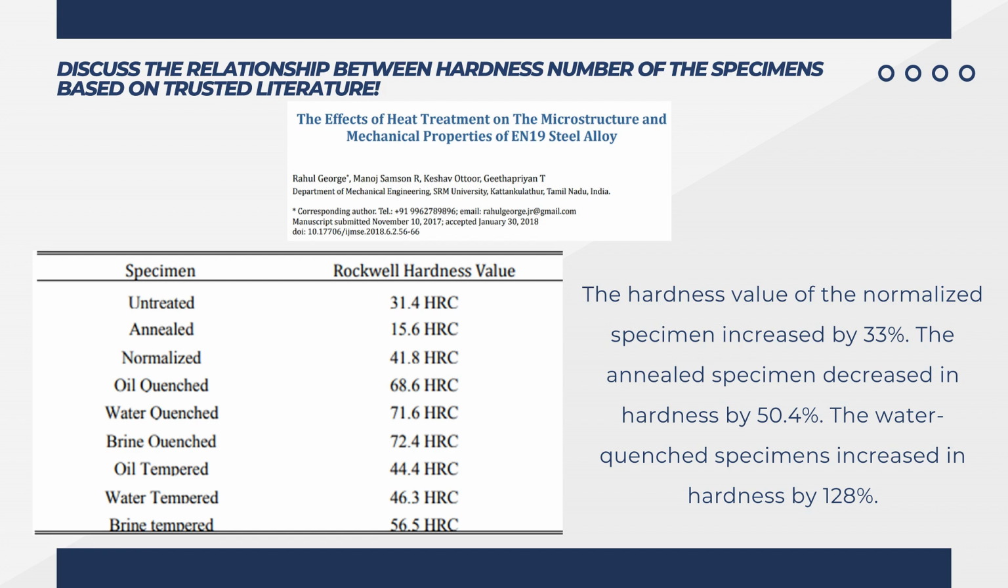So according to the hardness tests that have been done in the lab and from trusted literature, we can conclude that the heat treatment method can affect the hardness value of a steel specimen. By doing water quenching and normalizing, we can increase the value of the specimen's hardness, and by doing annealing, it results in a decrease in the hardness number of a steel specimen.